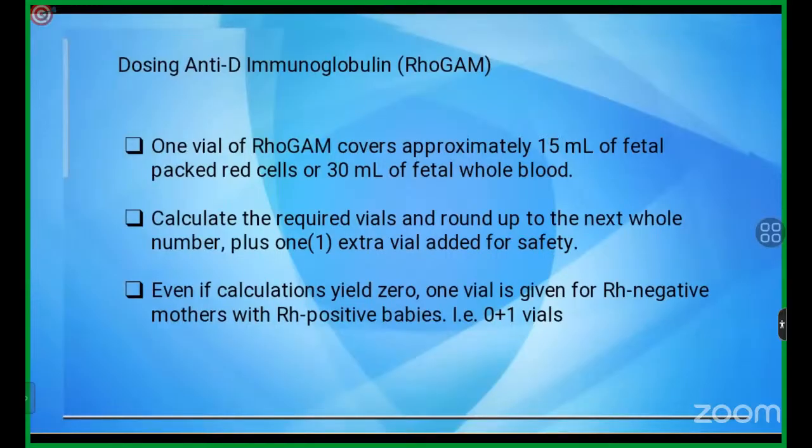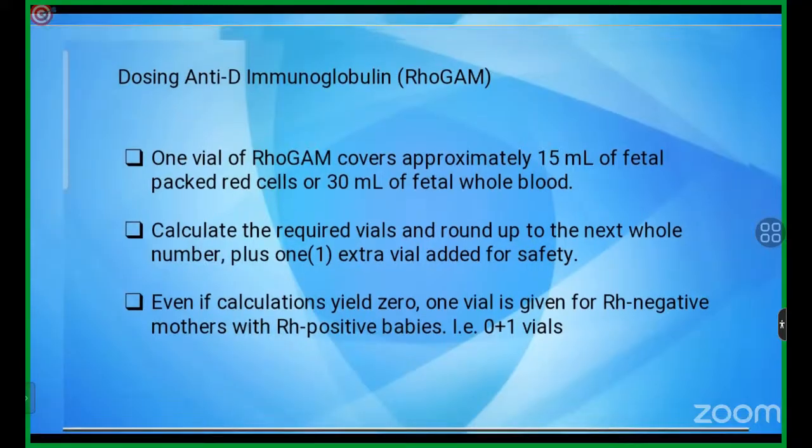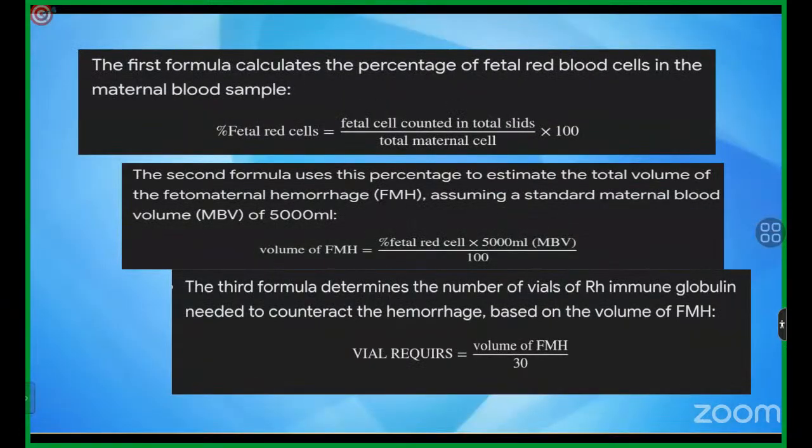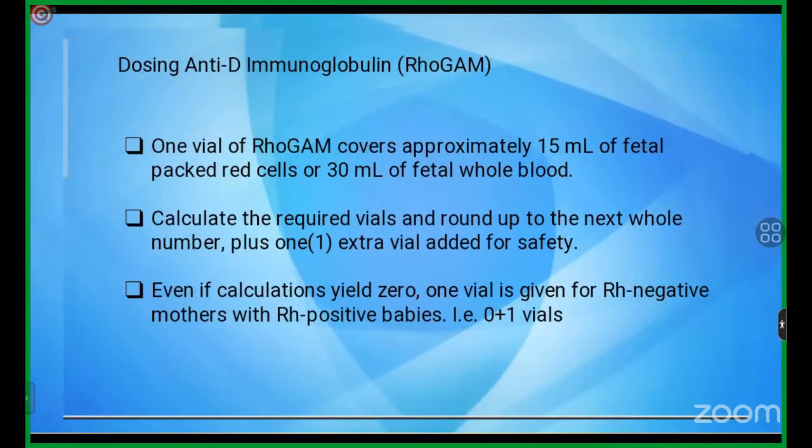Now we go with whole blood because these are not packed cells yet. We've not converted them to packed cells. So the cells as they are in the fetus. So that's why we use 30. That's why we divide by 30, as you've seen in the previous slide. So vials required is equal to volume of FMH over 30. And that 30 comes from the volume of fetal whole blood.